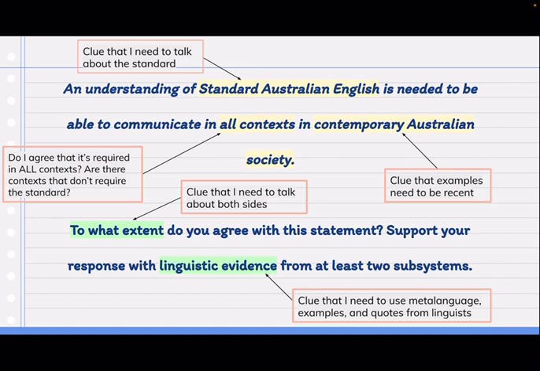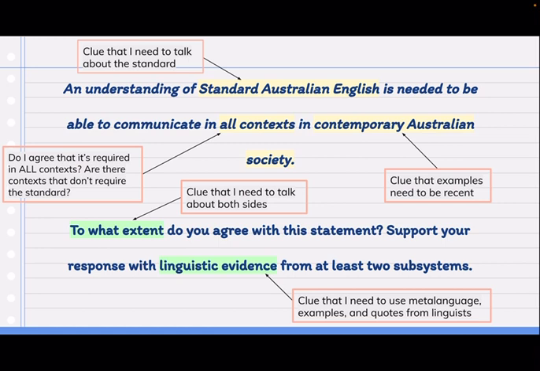Then within the actual question structure at the bottom here, I've highlighted to what extent, because that gives me a clue that I need to talk about both sides. It's an extent question, so I can say, yeah, a little bit of this, but also, there's this other idea that isn't addressed in this quote.